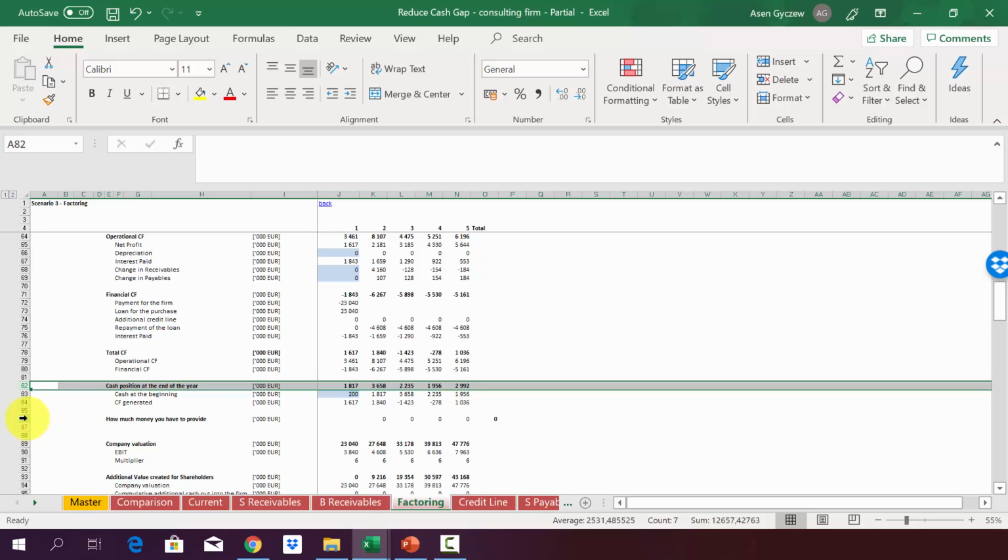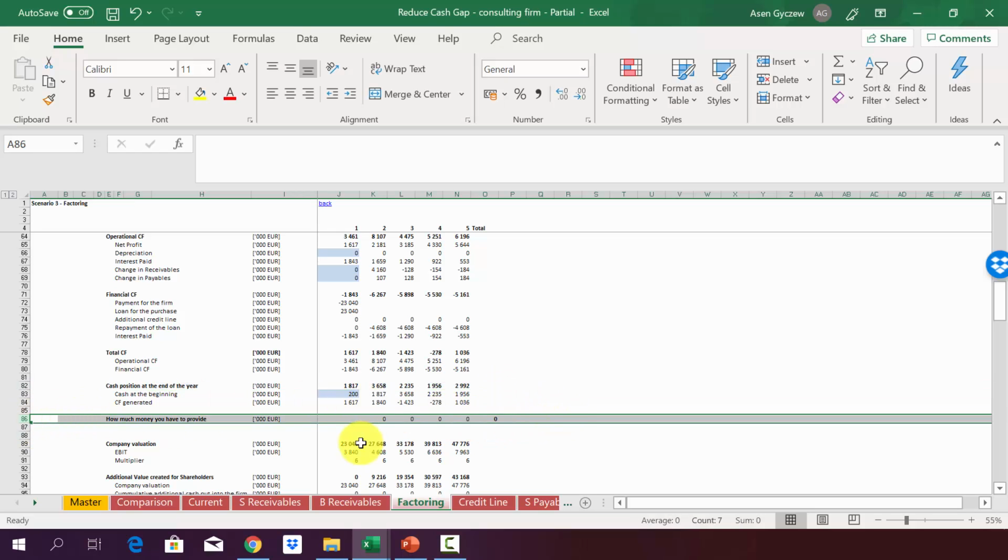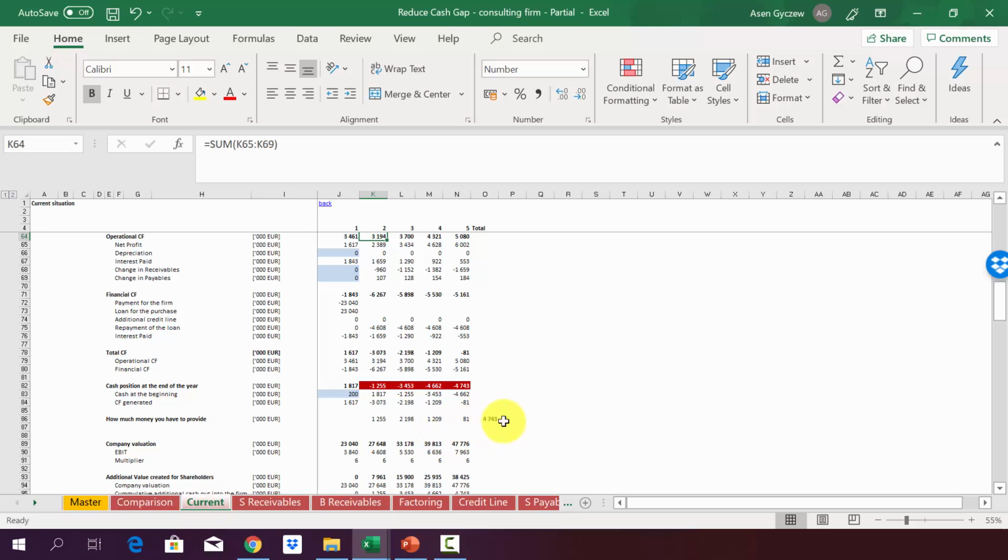In other words, as I said, we'll not have to pay in cash to support the company. As you can see with the factoring, we have 0 here, but in the current situation, we would have to pay in almost 5 million. So in other words, thanks to the factoring, we'll not have to pay in an additional 5 million of cash. The only thing we have to check is whether the additional value created for shareholders is bigger with the current situation or with the factoring.